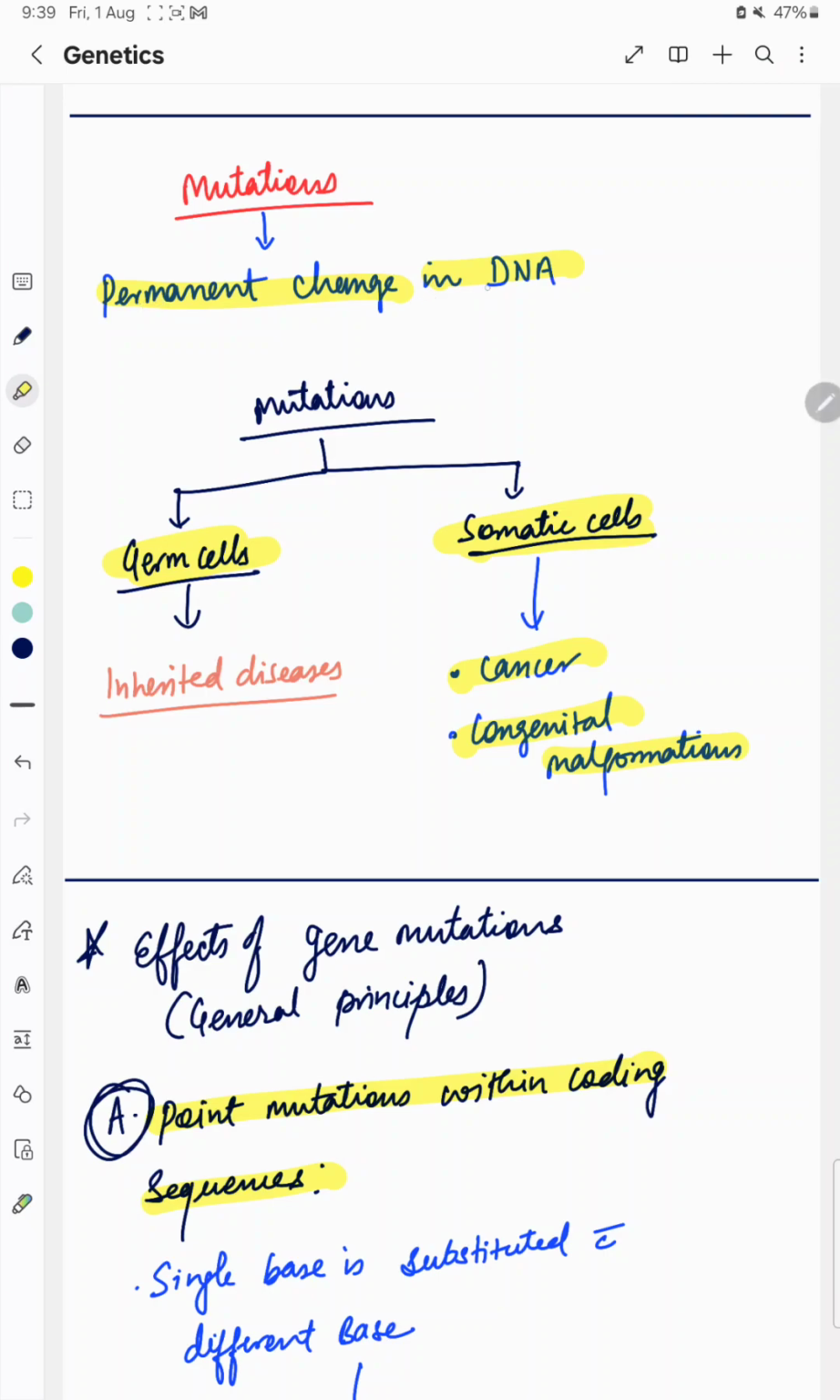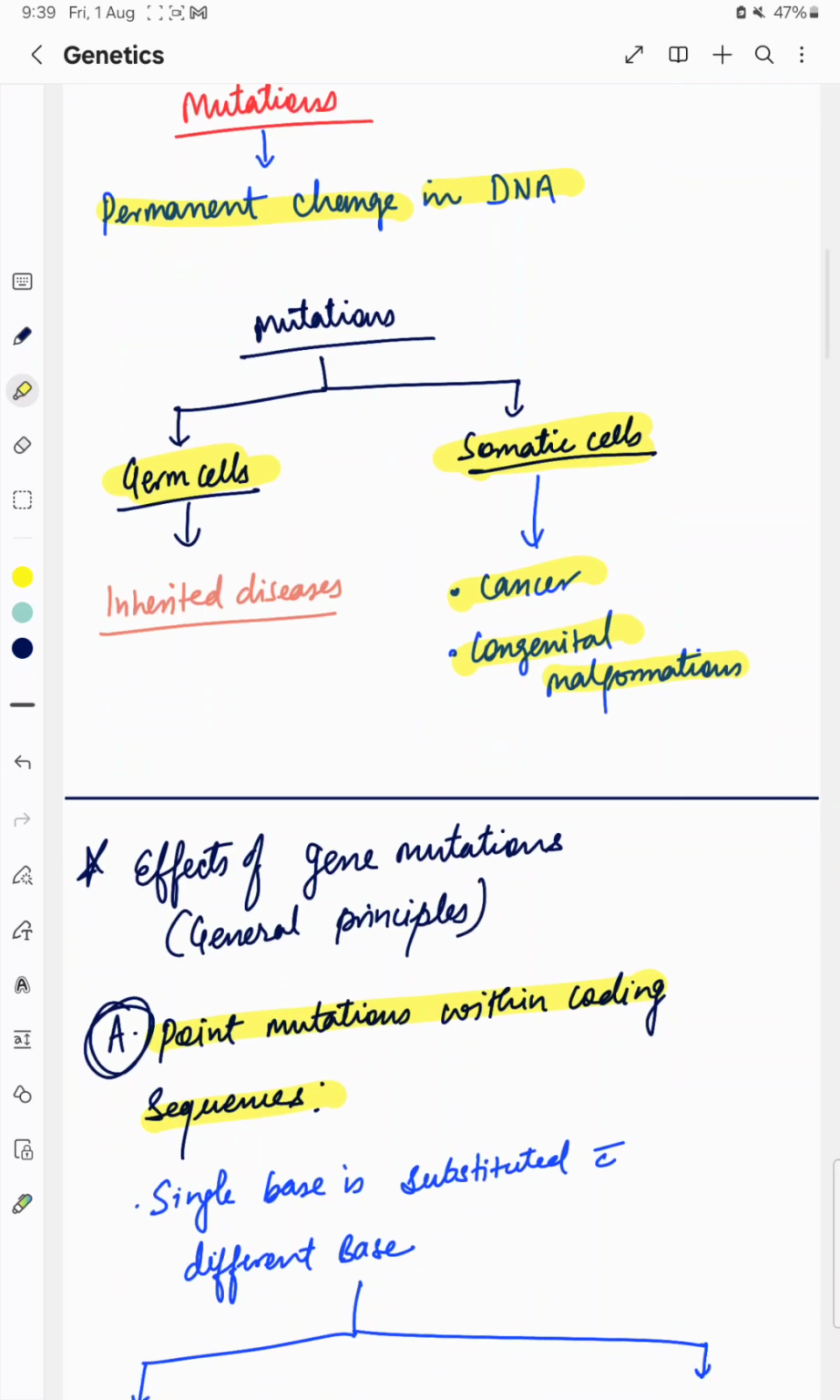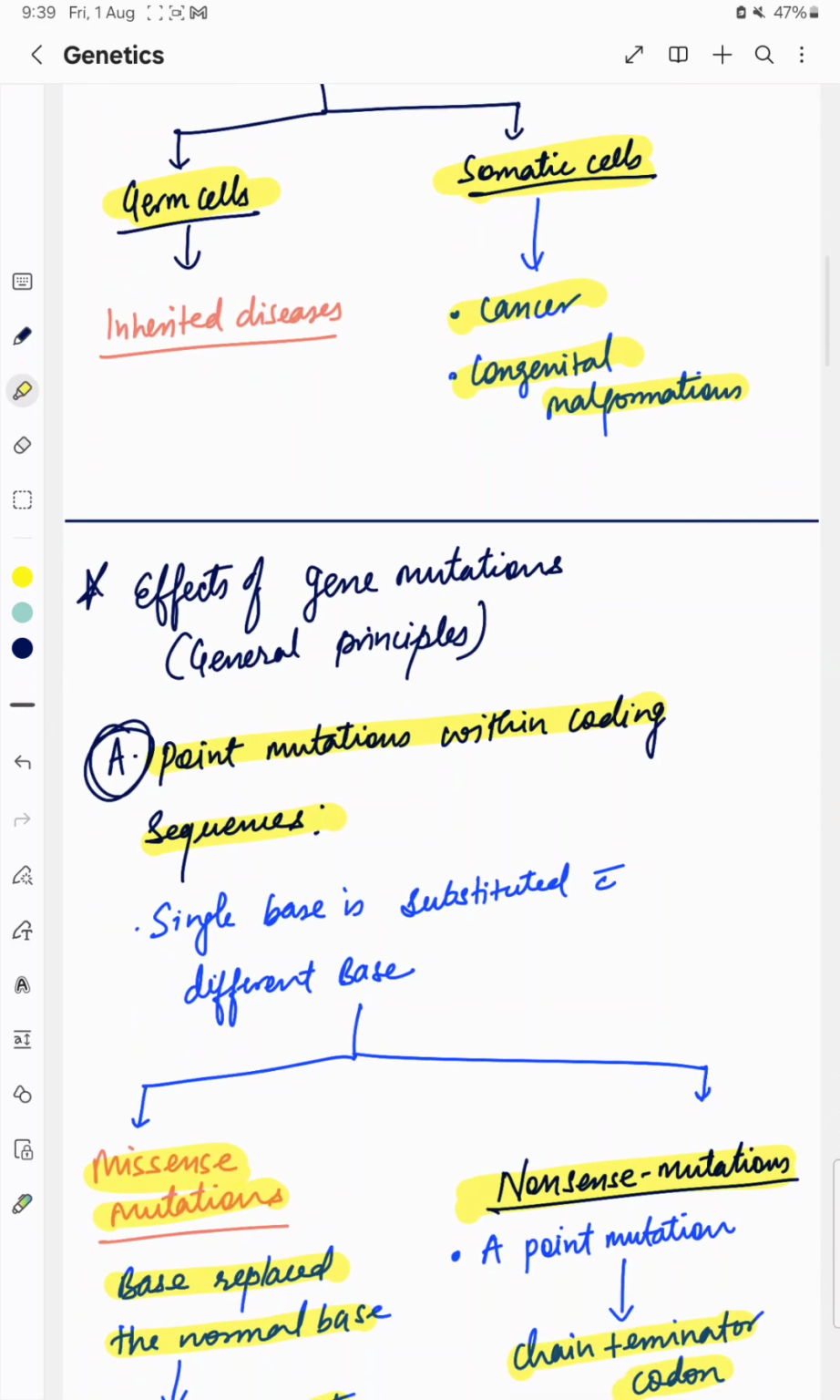Mutation is a permanent change in DNA. If the mutation occurs in a germ cell, this will result in inherited diseases, and if a mutation occurs in a somatic cell, this may result in a congenital malformation or cancer formation. Effects of gene mutation. So what are the general principles we should know before discussing genetic disorders?